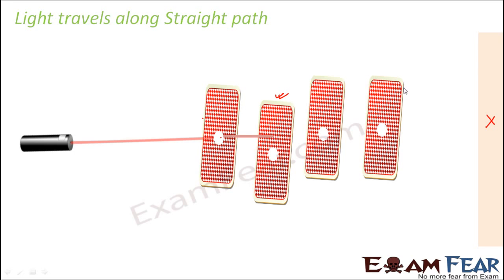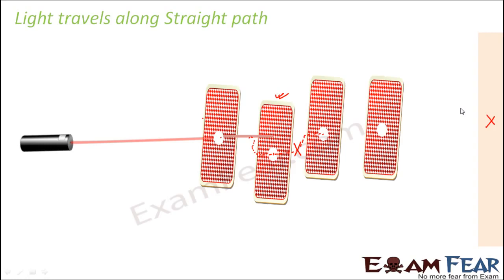Now, how does this prove that light travels along a straight path? Because had light been traveling along curved paths, in that case, light would have taken this path and then again it would have flown like this. So in case it would have been traveling in curved paths, it could have traveled like this. But since light doesn't travel in curved paths, it could not reach the wall. So this proves that light always travels along a straight path.